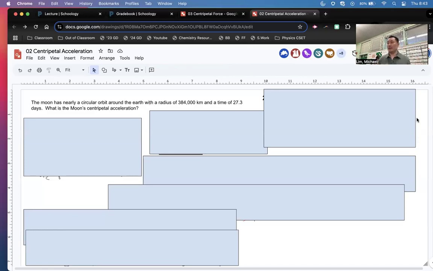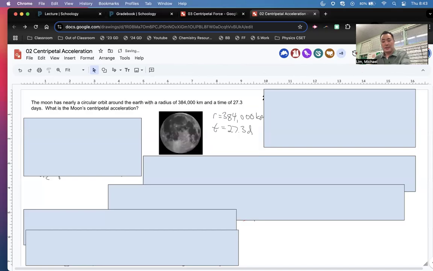So that's what we're going to calculate today. How fast is that moon coming back at us? So you have to draw yourself a moon. Draw a circle. You can put a crater or two and write the radius is 384,000 kilometers. Huge piece of debris in space. The time it takes to rotate around Earth is 27.3 days.